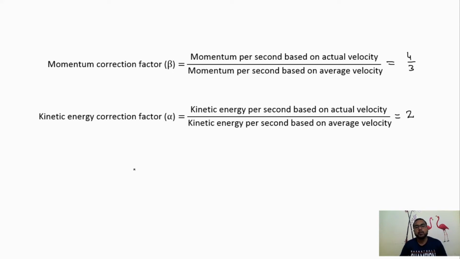This factor can be calculated for flow between parallel plates also. So it is not very difficult to calculate. The only thing we have to see here is, on the basis of actual velocity, how we do the integration and how we form the equations. That is important, right? And based on average velocity, the terms are quite easy.